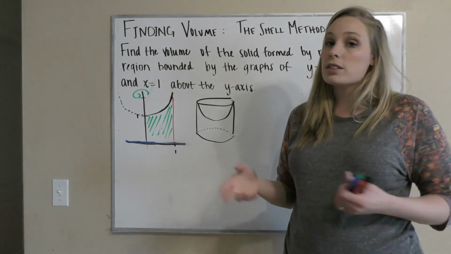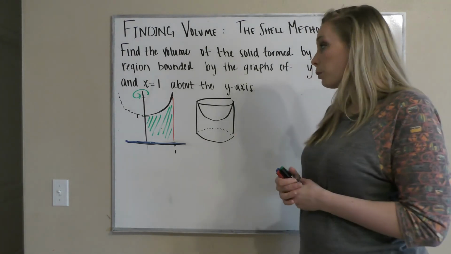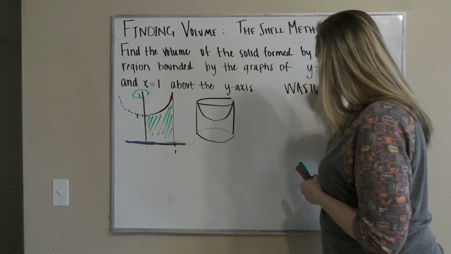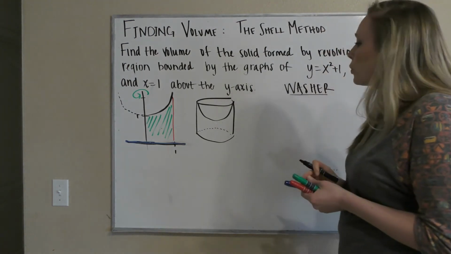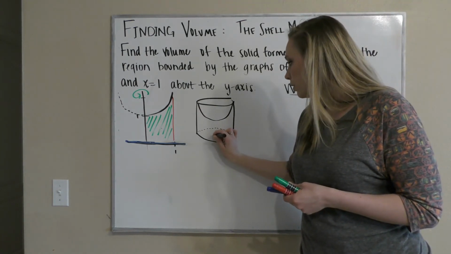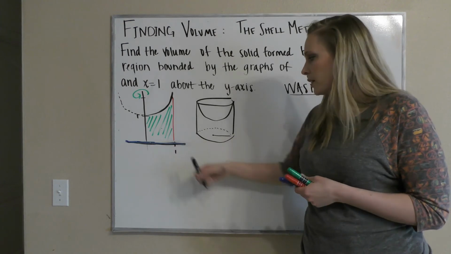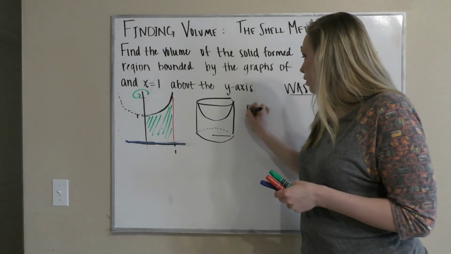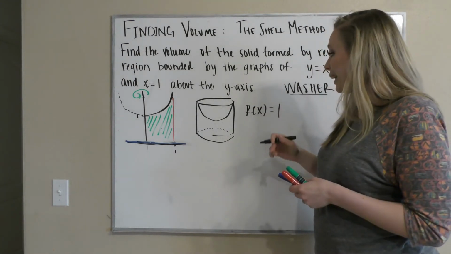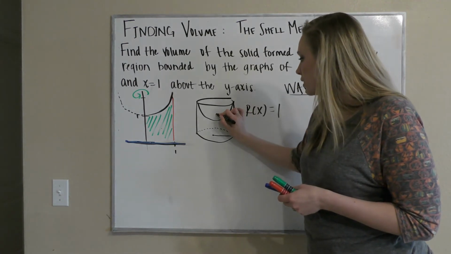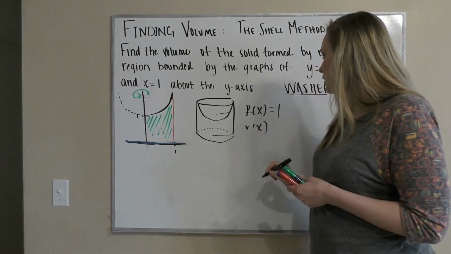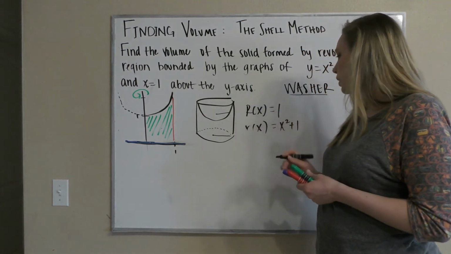Now, you might think this is a pretty straightforward washers problem, right? We're going to start with the washers method. Let's go ahead and write that down. Washer. So you might think that's pretty straightforward. The outside radius is going to be from here to here, which looking at this graph is always going to be 1. So my big R of x is 1. No big deal. My inside R of x is just going to be the equation, right? So my inside R of x is x squared plus 1.